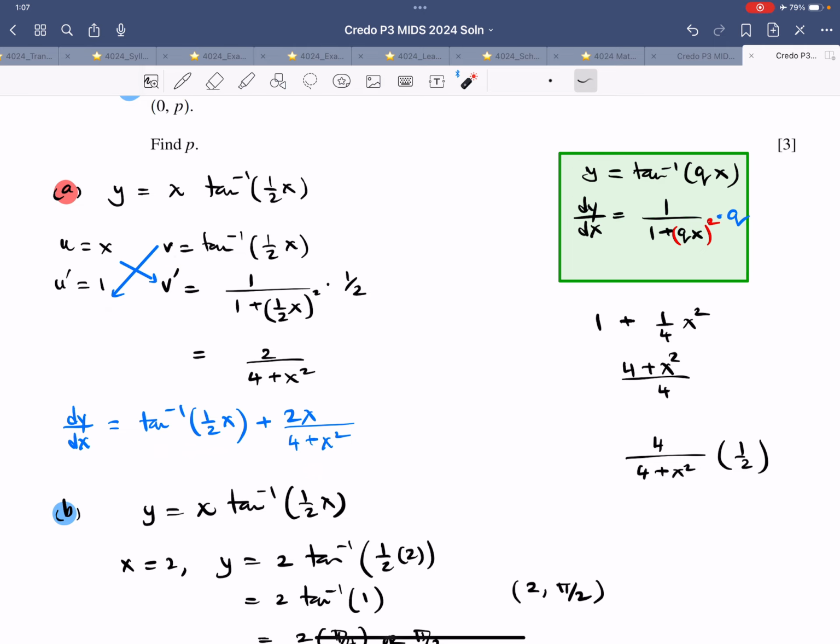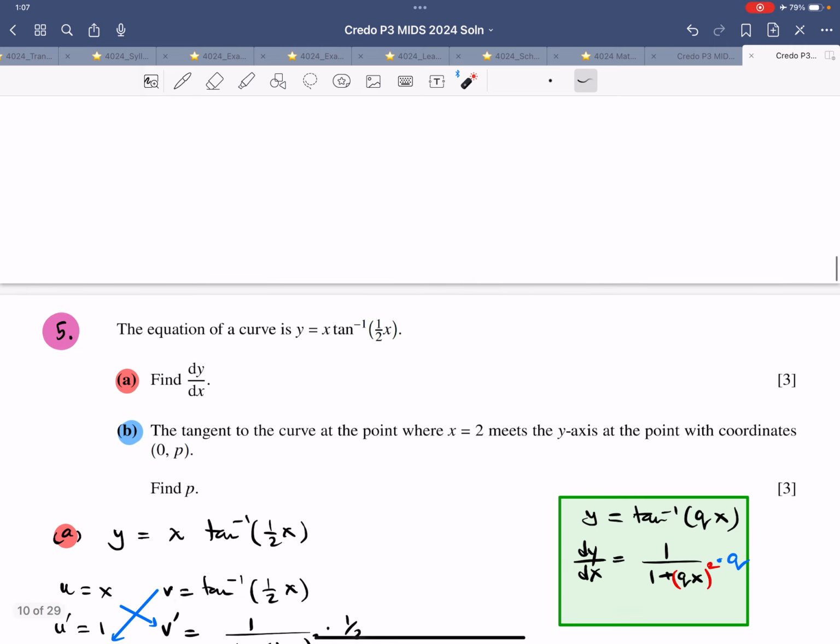This is what you get. No need to simplify it because they are not asking us to simplify. The tangent to the curve at the point where x is equal to 2 meets the y-axis at the point with coordinates 0, p. Find p.